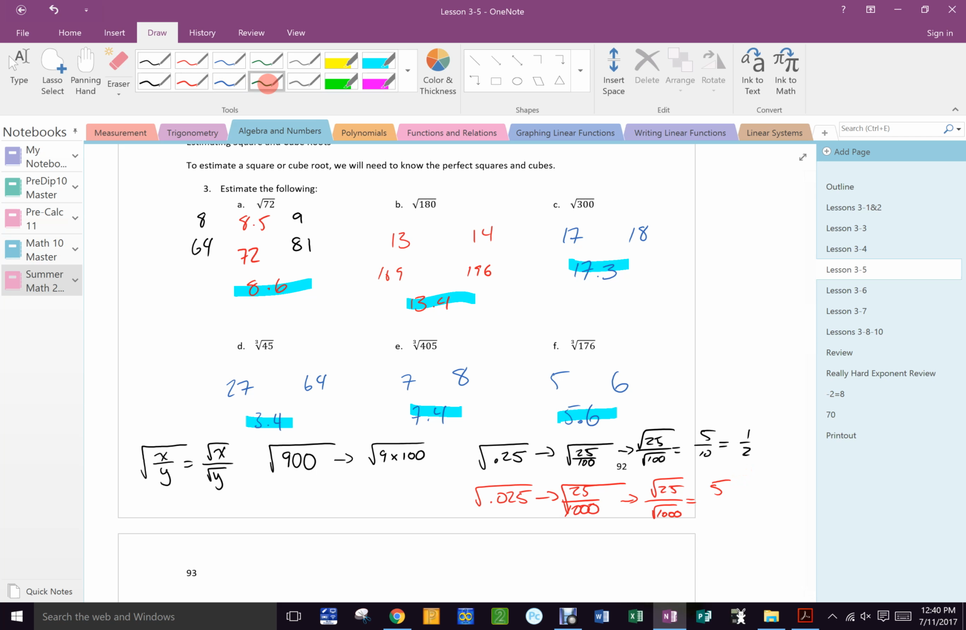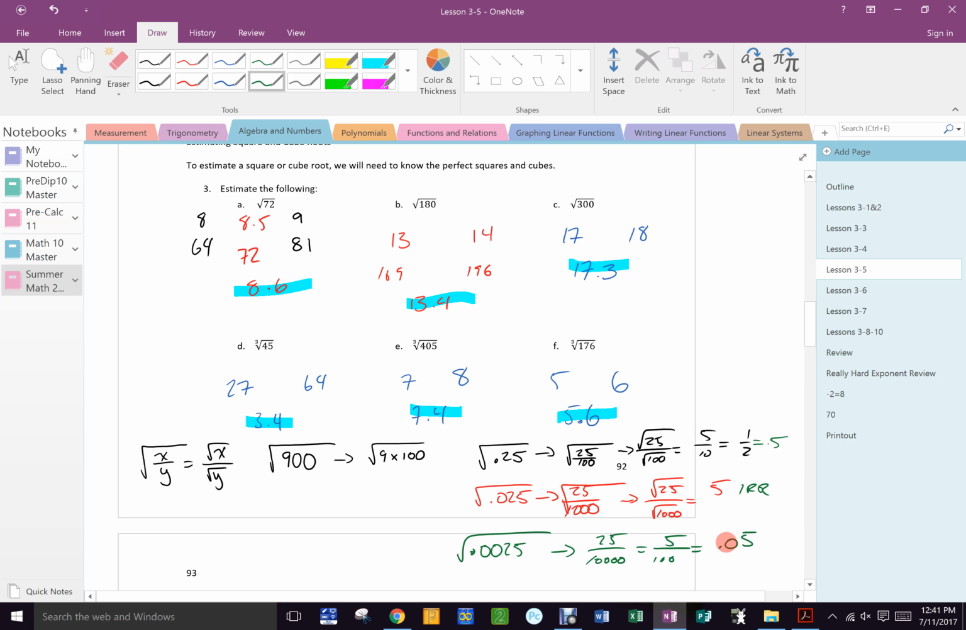But now see if you can put it together. What about this one? 0.25 got me 0.5. 0.025 was irrational. What about 0.0025? That's 25 over 10,000, whose square root is 100. So this becomes 25 over 10,000, which is 5 over 100, which is 0.05. That one worked.